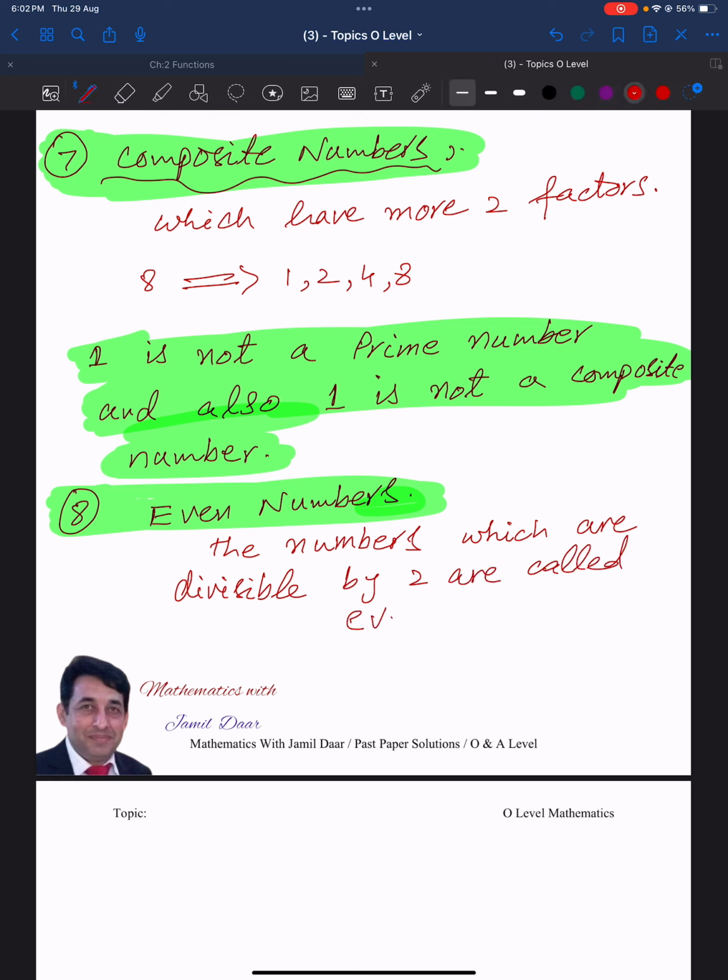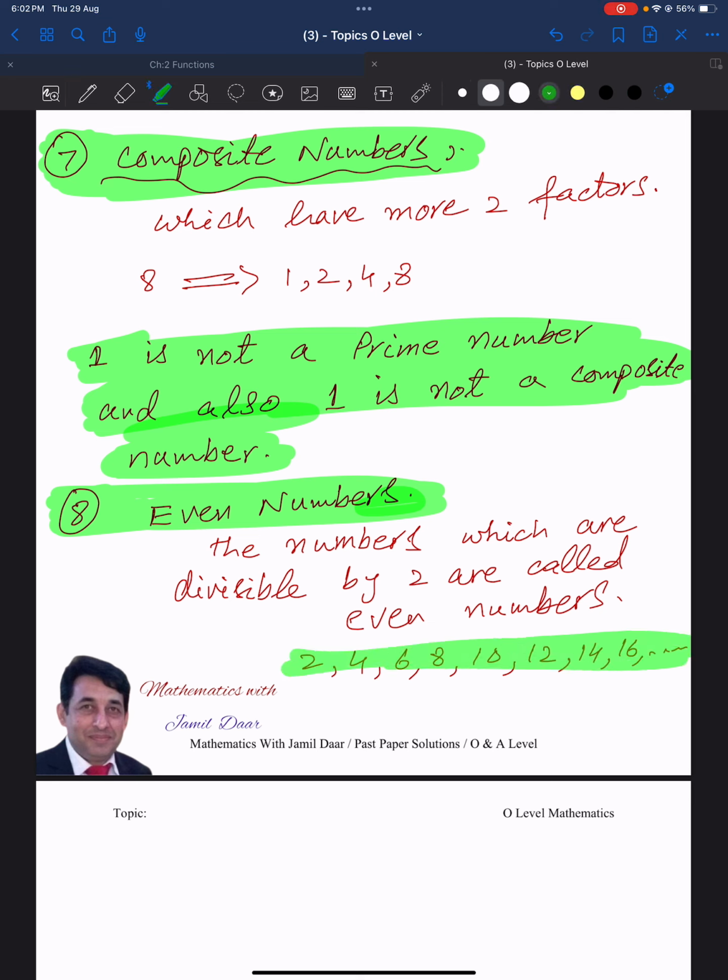Okay, so even numbers are 2, 4, 6, 8, 10, 12, 14, 16, and so on. So all these are the even numbers because they come in the timetable of 2.